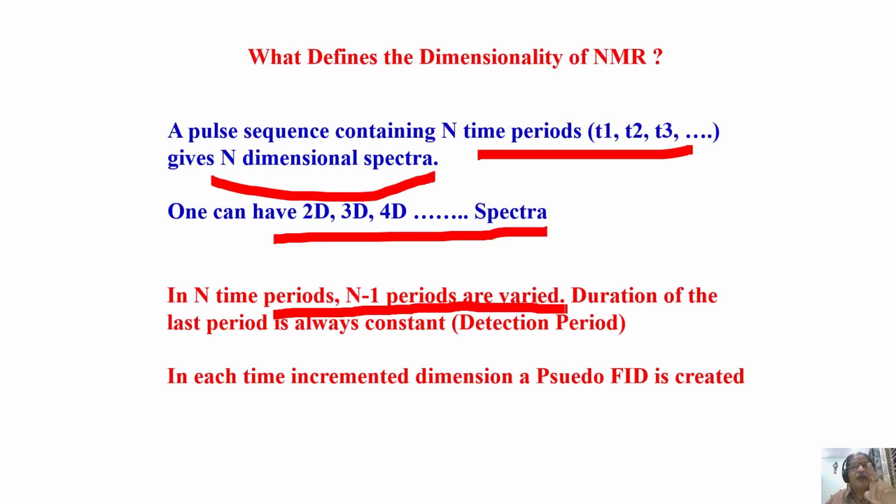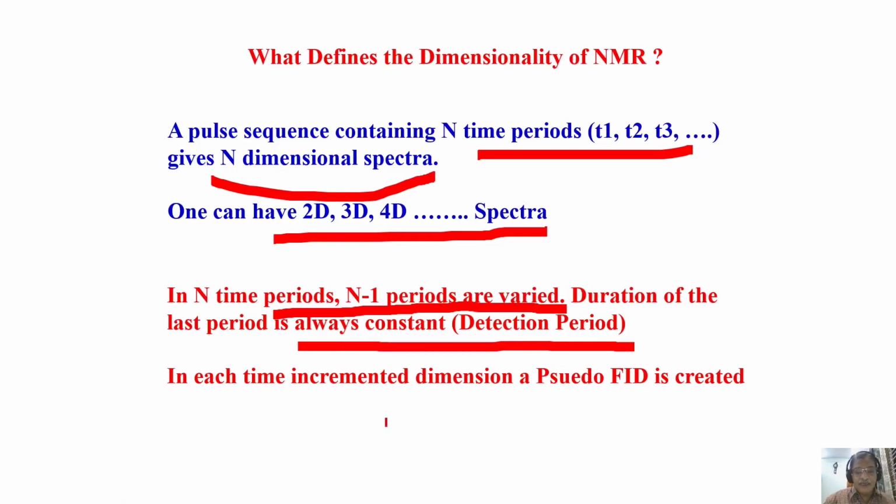Remember, in the 2-dimensional data, T1 was varied. T2 was kept constant. I showed you the example. T1 was systematically varied, but the T2 period was kept constant. Similarly, in n time periods, n-1 periods are varied, and the duration of the last period, that is called the detection period, is always constant. Always the last detection period is kept constant.